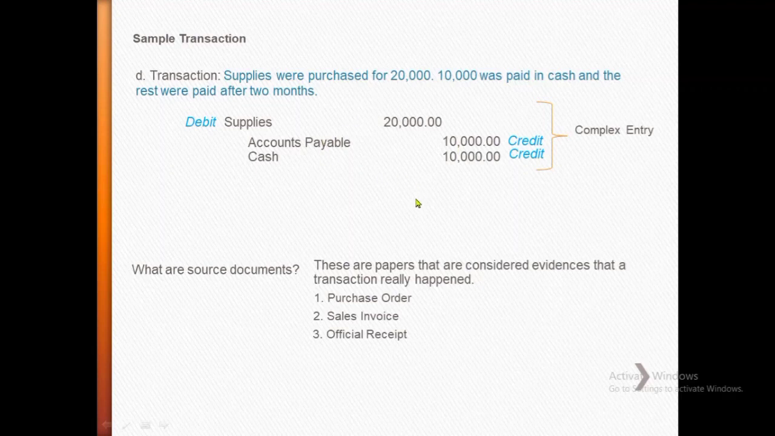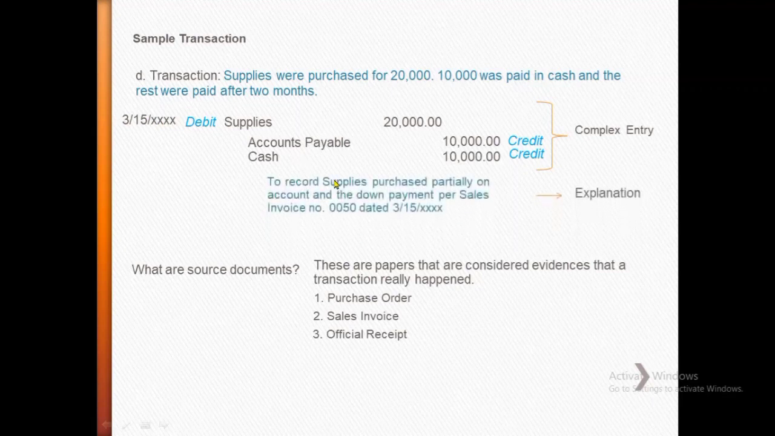Actually, a complete journal entry includes a date, and of course, an explanation of the transaction, which in here would be: record supplies purchased partially on account and the down payment per sales invoice 0050 dated 3/15 for excess. And aside from that, you are going to have a number sign if this is already the last transaction for the day. So that's it for journalizing.